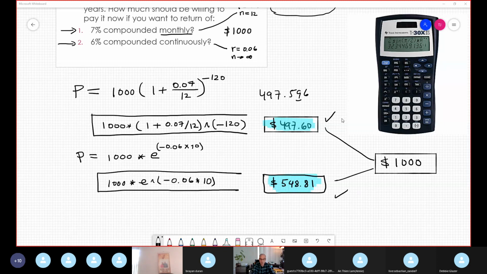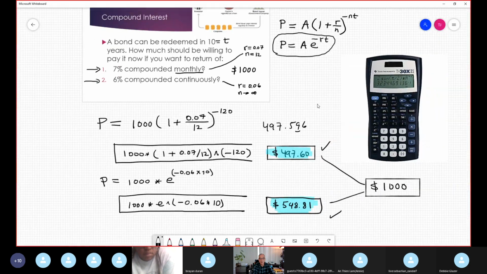Okay, so now let's move on to another application of the logarithmic and exponential equation. And no finance anymore, no compound interest.